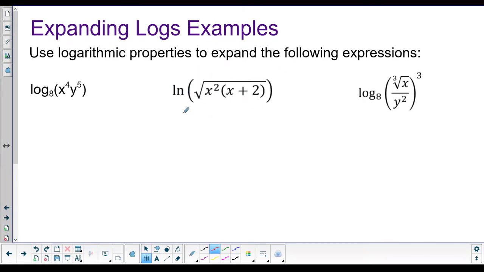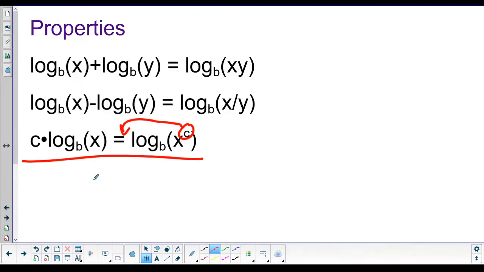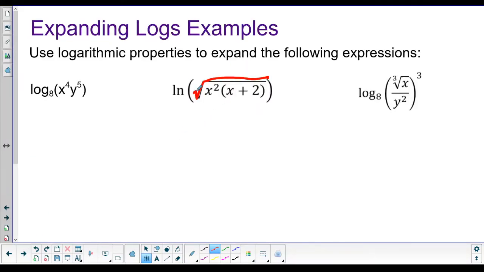The first thing we want to do is deal with this radical, because do you see any radicals on this properties page? I don't. So what we want to do is turn this radical into something that's useful to us that we can use. So one way you can write square roots: square roots are the same thing as having something to the 1/2 power. So we're going to rewrite this with a 1/2 exponent instead of the radical.